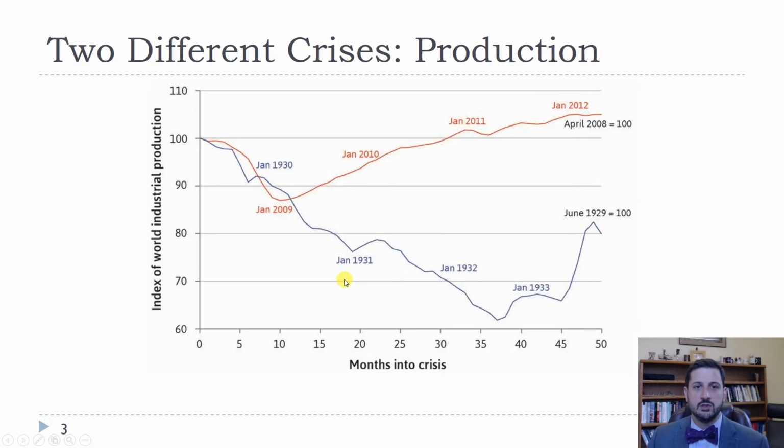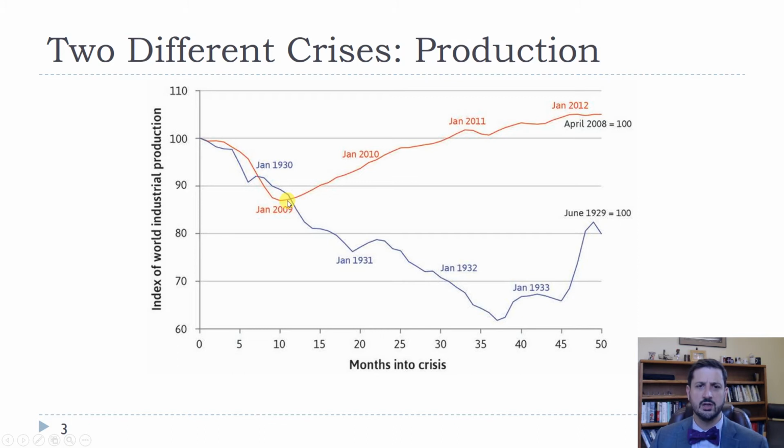So if we look at the Great Depression and the Great Recession, we can see that global industrial production fell by a similar amount in both periods. So we set the industrial production at 100 at the beginning of both of these crises, and you can see that after a year they have both dropped by more than 10%. But in the Great Depression, production continued to fall, right? And it fell for 3.5 years before starting to recover some more, but then there was another recession in 1937.